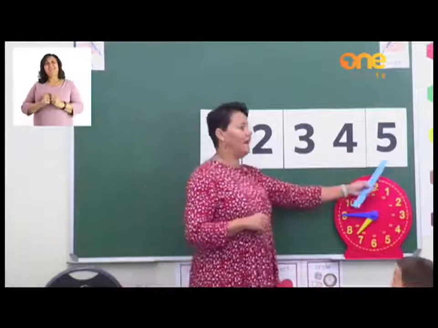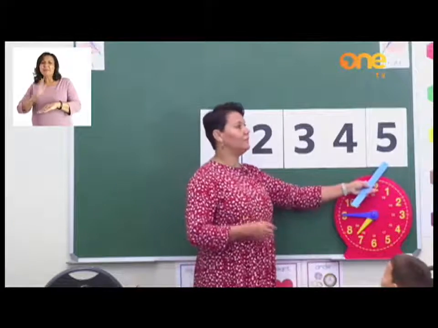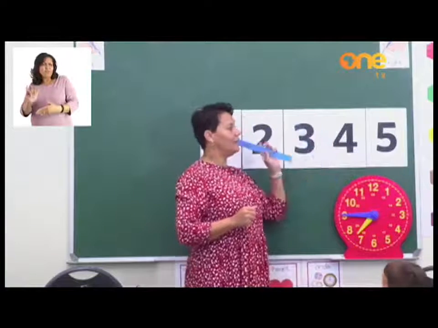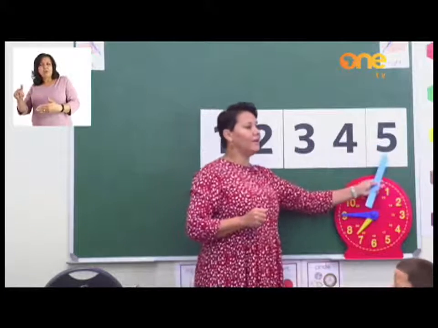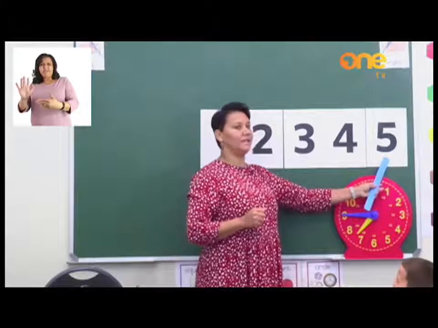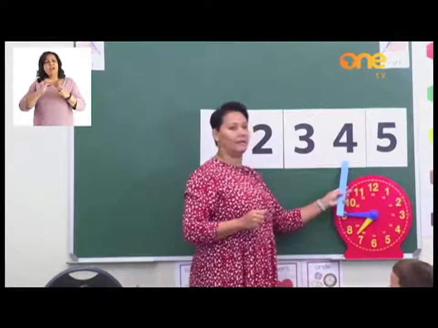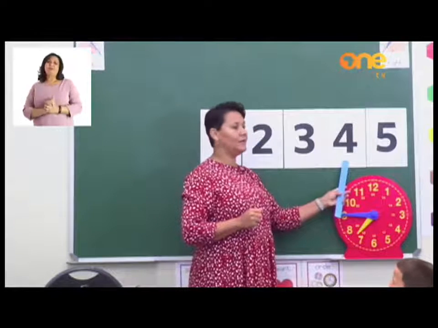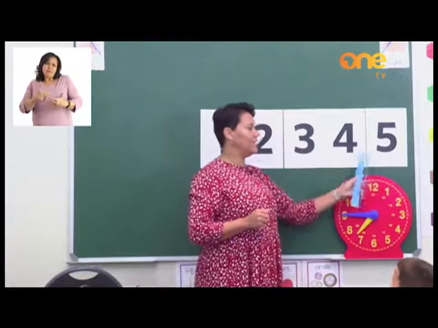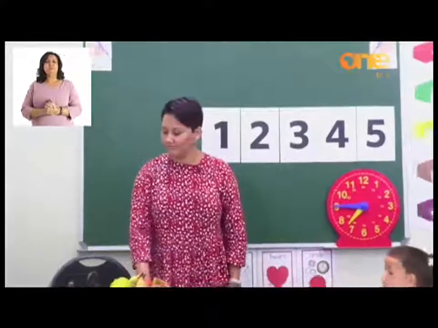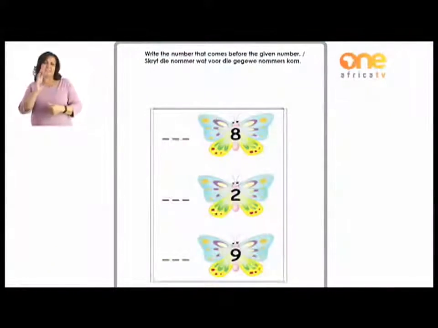Let's look at number 5. If we think of what previous number comes before 5, if we count down the line, before we come to 5, what number do we say before we come to 5? We would look back and say it's number 4. So what comes before the 5? It's number 4.